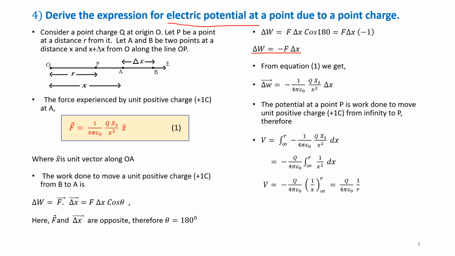You please simplify using your knowledge of integration, and it becomes a very simple equation, q over 4 pi epsilon naught into 1 by R. Hence, the required answer is, we have done the derivation for V is equal to 1 over 4 pi epsilon naught q over R.